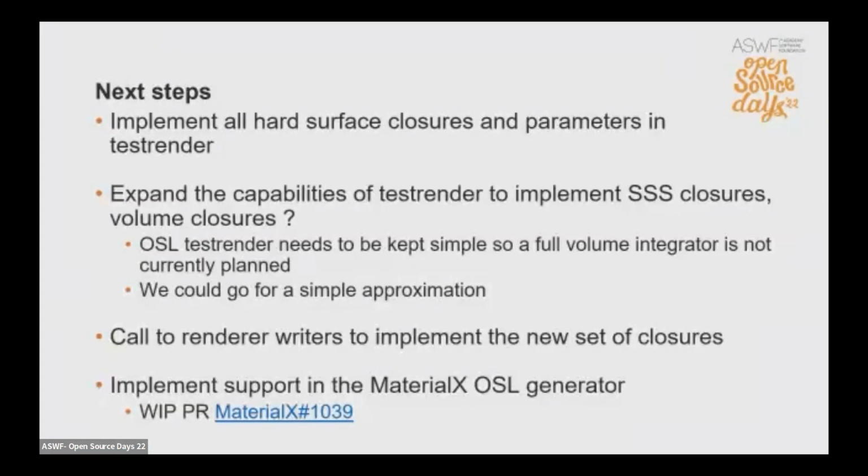So what comes next? We really want to iron out the implementation in test render, make sure that all the hard surface closures at least are well defined and agreed on. While rendering those images, I noticed a few bugs, so there's probably a tiny bit more work there, but we're nearly there. There's an ongoing discussion about whether we want to expand the capabilities of test render to implement SSS closures and volume closures. Test render needs to be simple, so that people can read it and figure out how to implement an OSL renderer. So maybe a full integrator is not on the plan yet, but we could go with simple approximations or something like that. But that's an ongoing discussion.